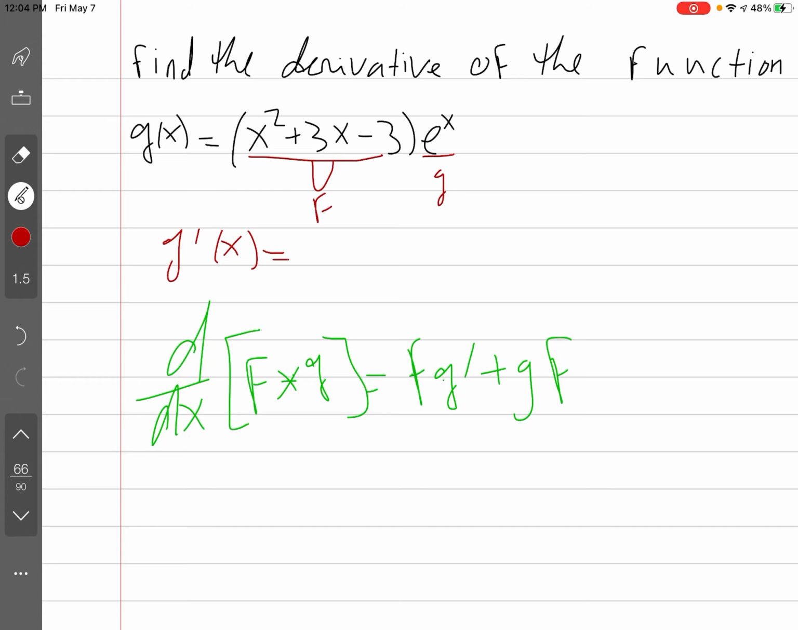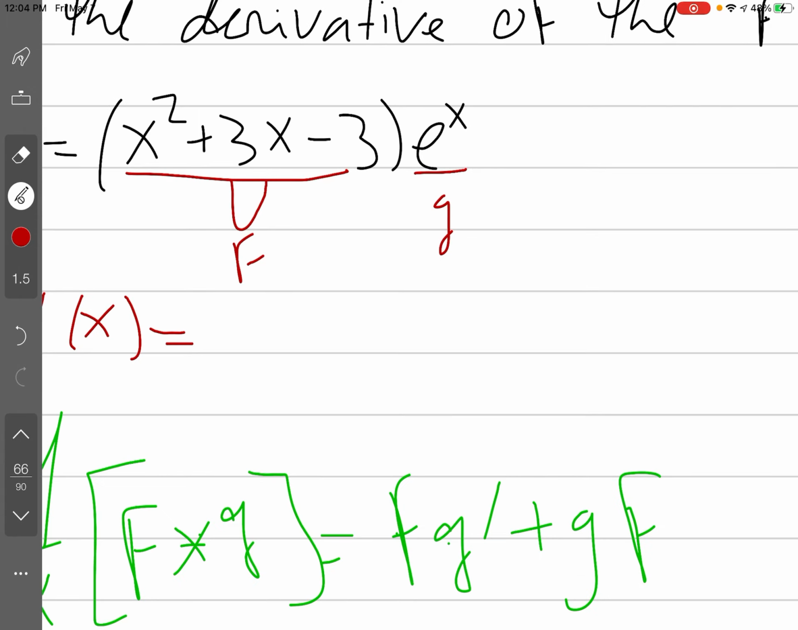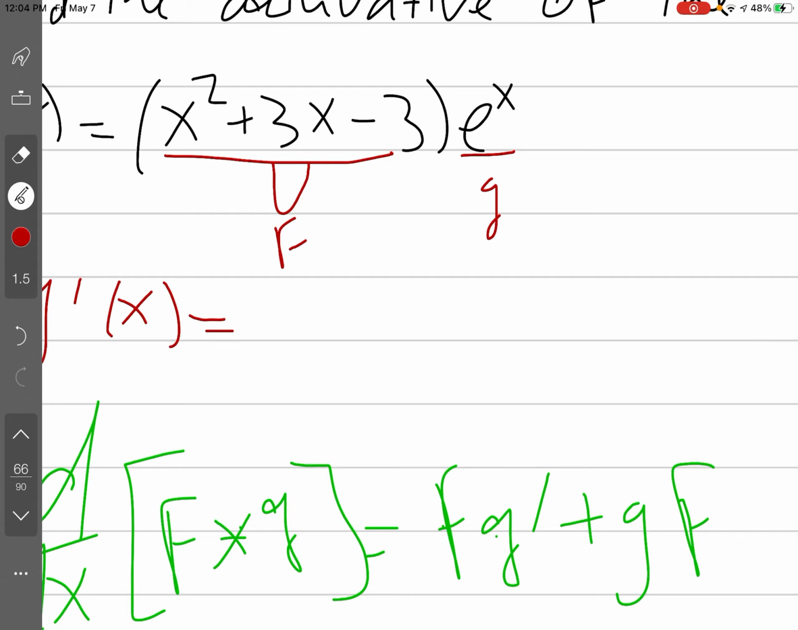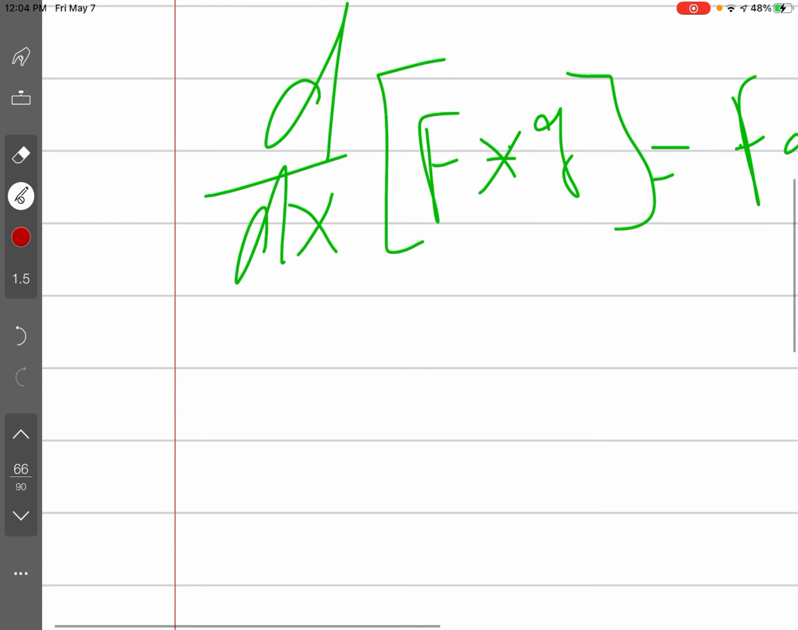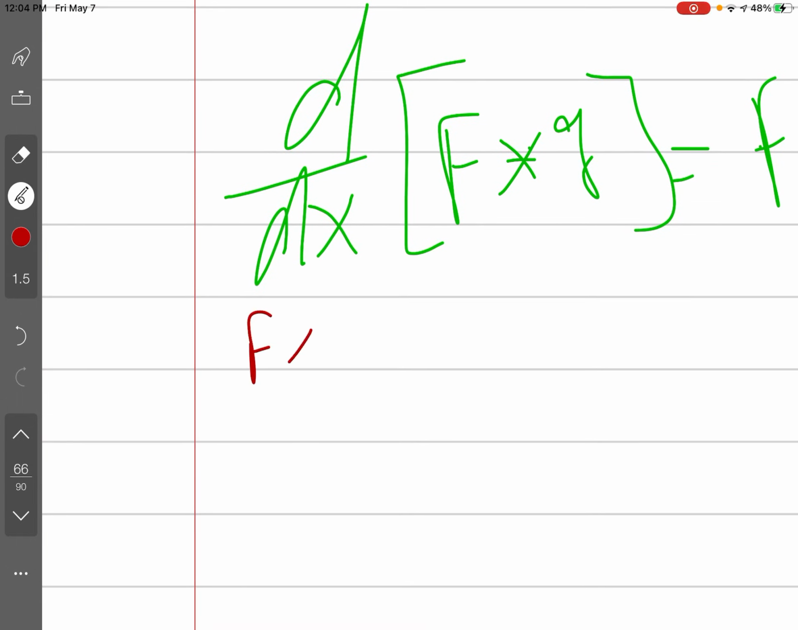So let me separate them. Now I have my g and f. I used to use f first, so f equals f of x. It's not exactly the same thing, but I can say f is equal to the thing in the middle. This is my f, x squared plus 3x minus 3.